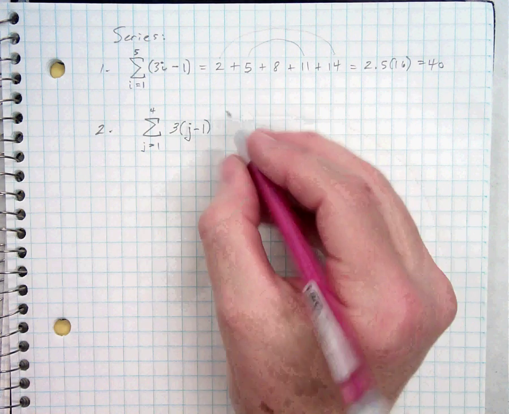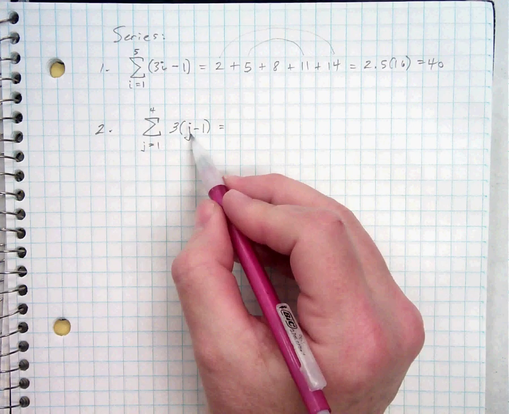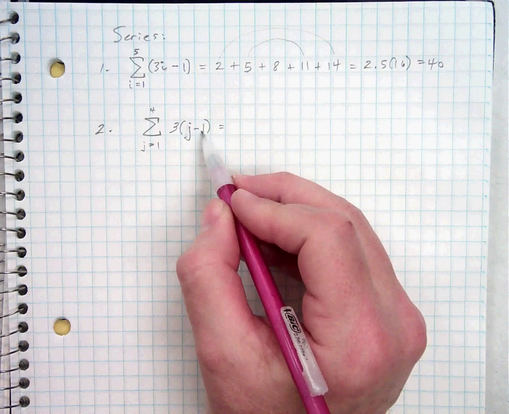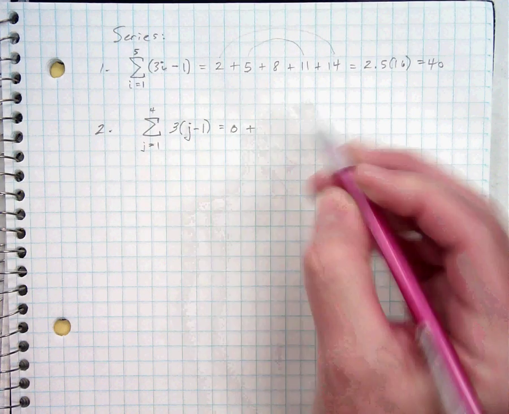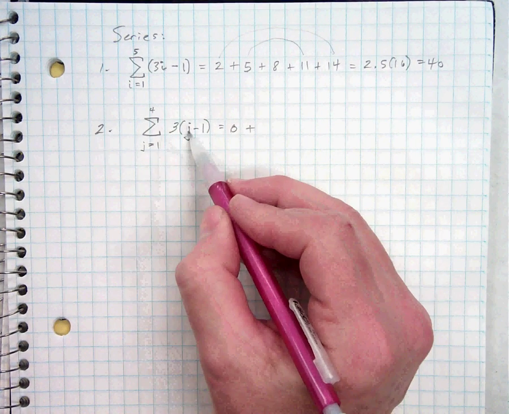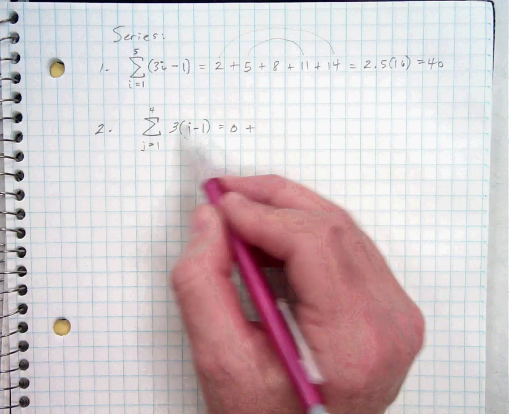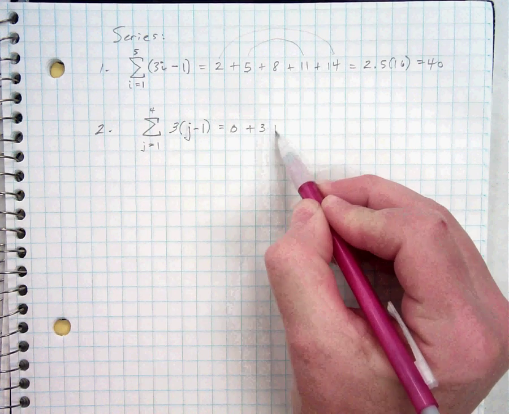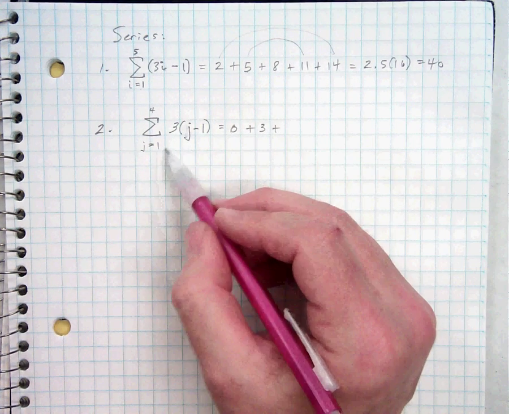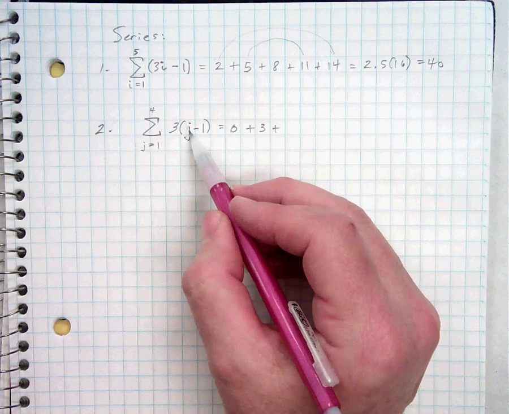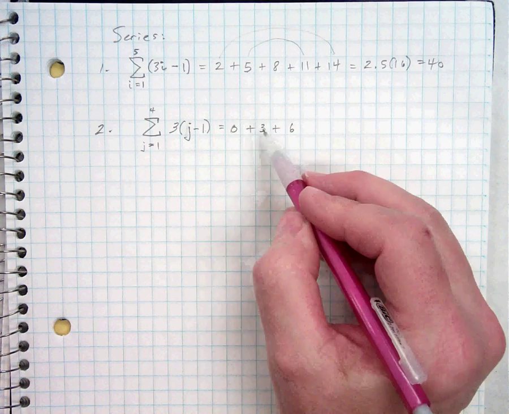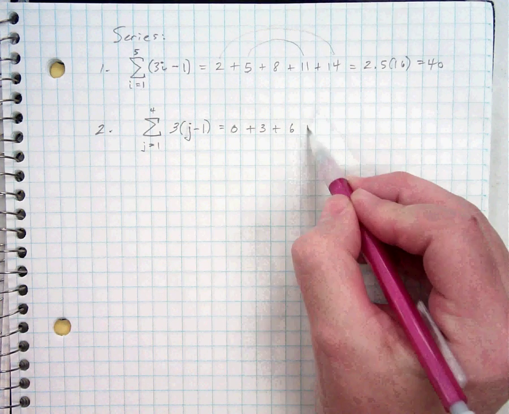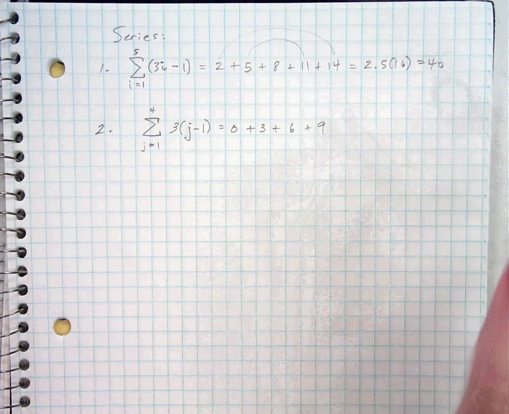All right, so what's the first number? Well, when I put a 1 in, that's 0. And then you multiply by 3 and you get 0. All right, plus. Then you put a 2 in. Well, 2 minus 1 is 1. 1 times 3 is 3. Plus. Then you put a 3 in. Well, 3 minus 1 is 2. 2 times 3 is 6. So you see we're just adding 3, add 3, add 3. So add 3 to that, I'm going to get 9, and I'm done.